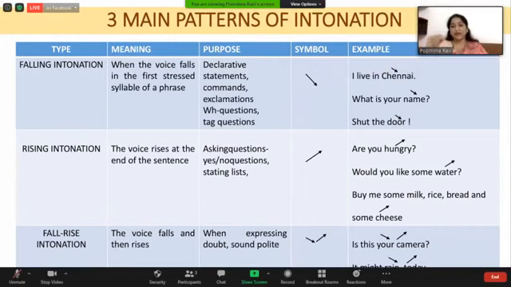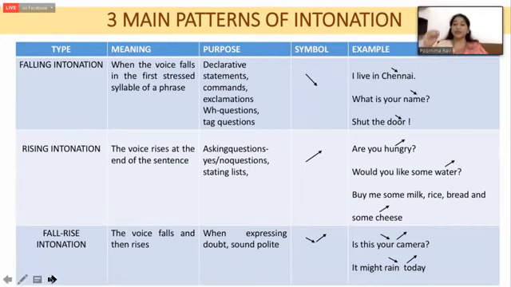So when do we lower our intonation? When do we increase it? Let's have a look. Falling intonation is used when the voice falls in the first stressed syllable of a phrase. But what is the purpose? When you're declaring something such as a fact, or you're placing a command, or exclamations of shock, or WH questions, or tag questions. These are the purposes in which your intonation falls.